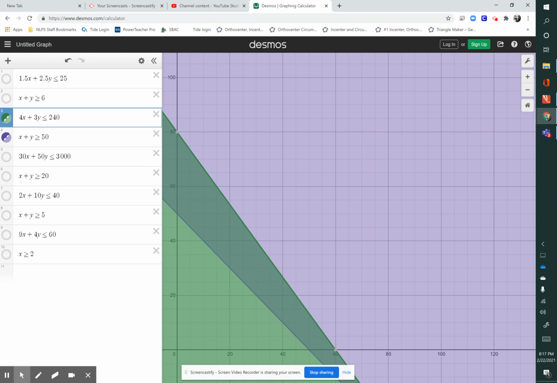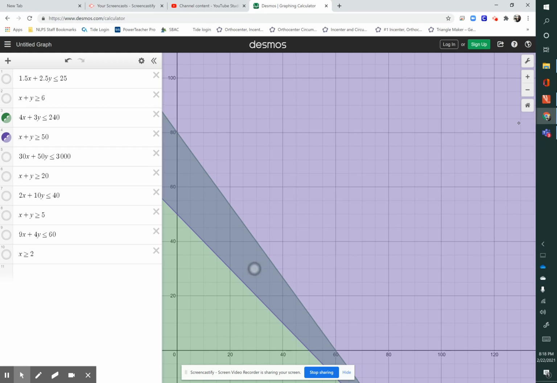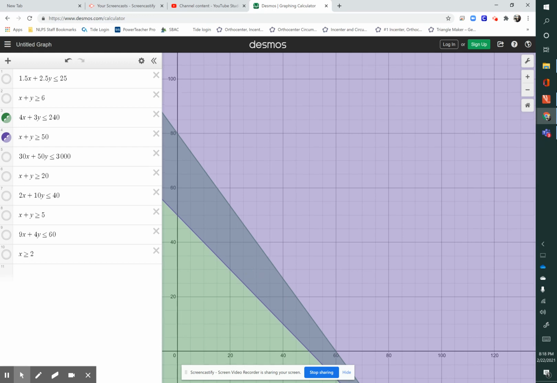So for example, they could get 10 pounds of perch, so we'll go over to 10 on the x-axis, and 50 pounds of salmon. That would bring us right here, squarely within the solution area. They could get, let's say, 30 pounds of perch and 30 pounds of salmon right here. Again, squarely within the solution area.